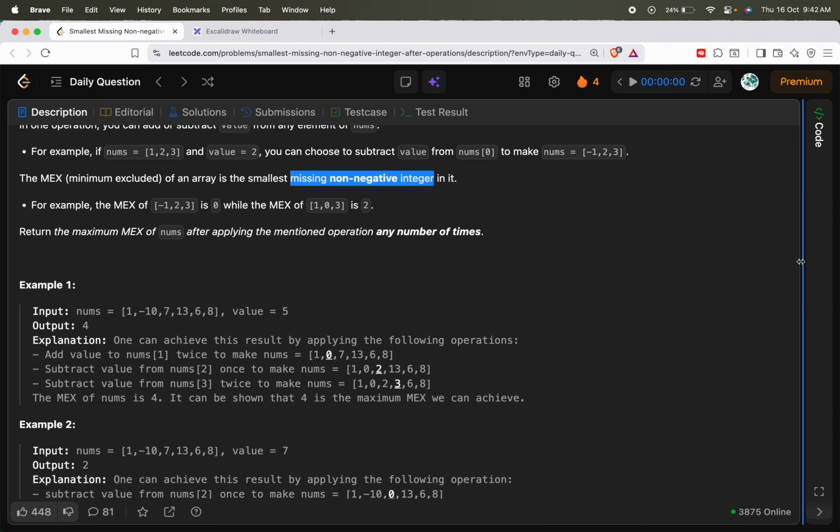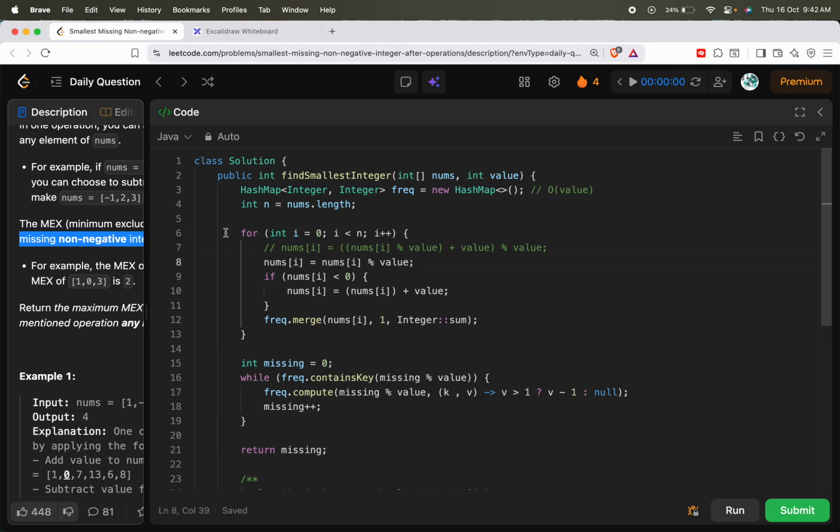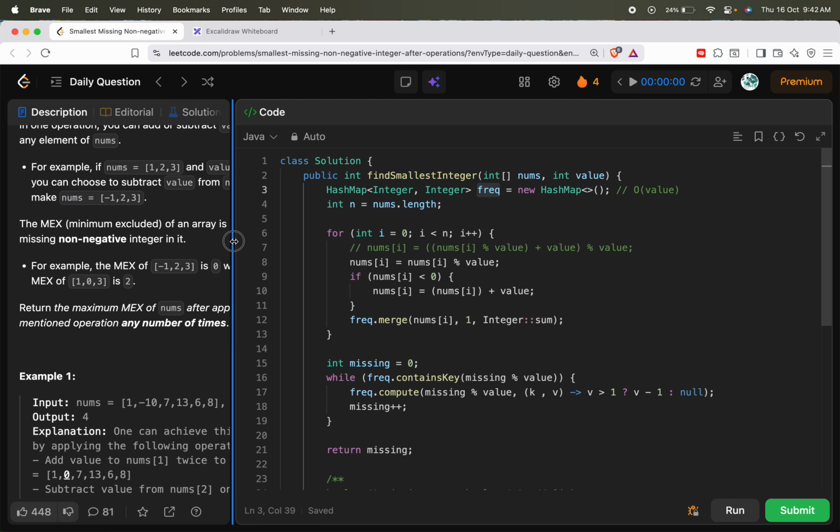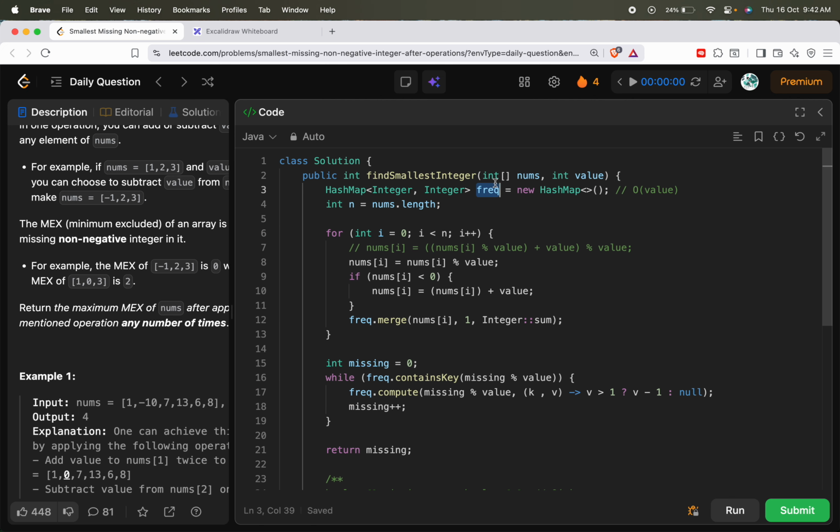Let me go through the code which I have written. So here I have mentioned initially we will be having a hash map called frequency where we will actually track the frequency of the remainders. This will go all the way up to order of value. I just defined a variable n is equal to length of this, and then I'm just iterating through the array and calculating the frequency of remainders.